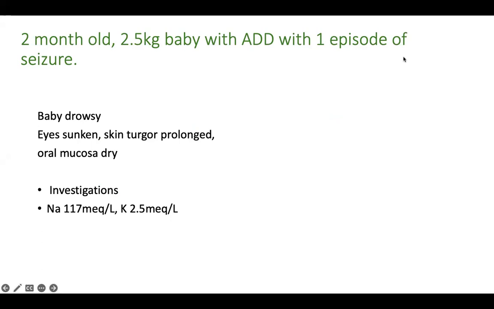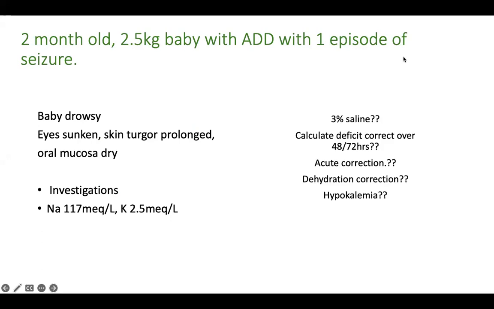Your concerns are one, definitely the child is having seizure. Should I give 3% saline? The next is the child is having dehydration. Don't I need to correct it? If yes, then which fluid should I use? Now, should I calculate a deficit over 48 hours or should I calculate a deficit over 72 hours?